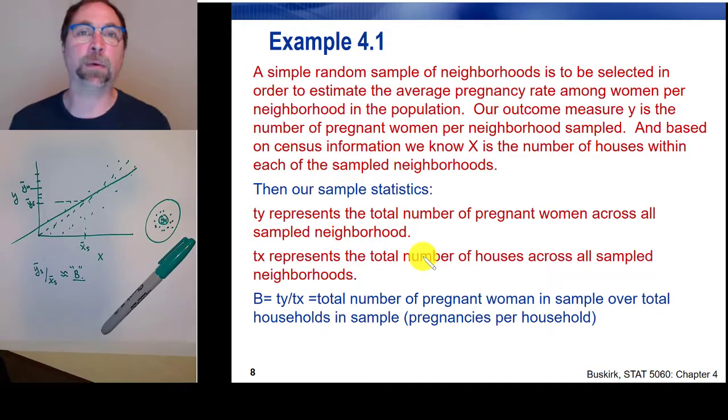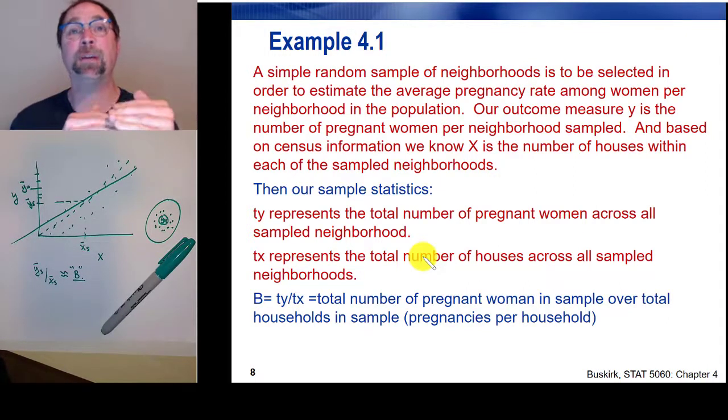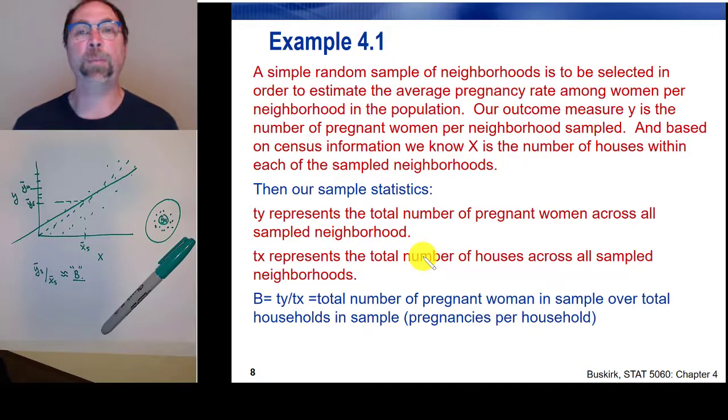So every time you hear a rate, you should be thinking about a ratio estimator. Our outcome measure is the number of pregnant women in the neighborhood, and the X variable is the number of houses within each of the neighborhoods. Essentially what we're looking for is the number of pregnant women per household, which is the pregnancy rate. In other words, the proportion of households that have a woman in them that is pregnant. That's essentially what we're looking at.